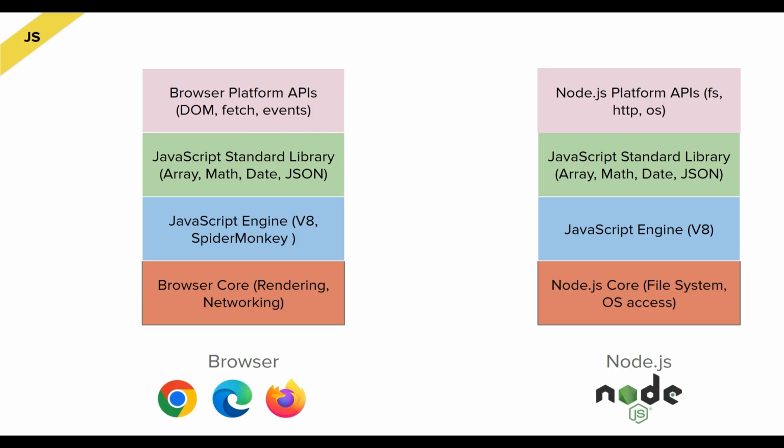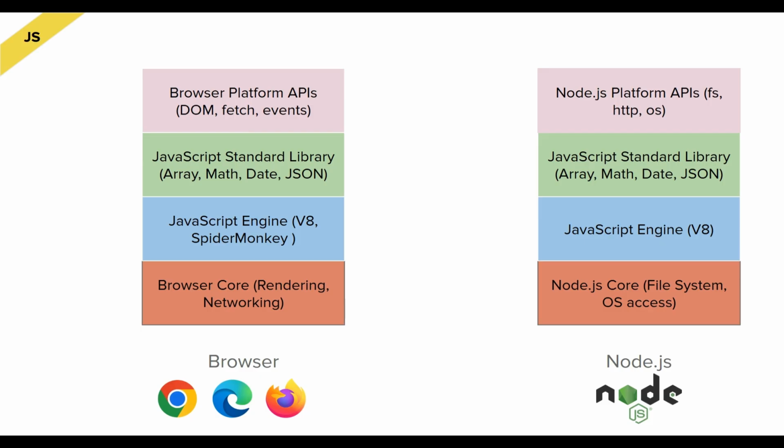Alongside the engine, each environment also has its own platform core. For example, in a browser, the platform core is everything the browser provides internally. For example, rendering the HTML pages, modifying the HTML pages, refreshing the HTML pages, handling events, reacting to mouse click, networking, etc.